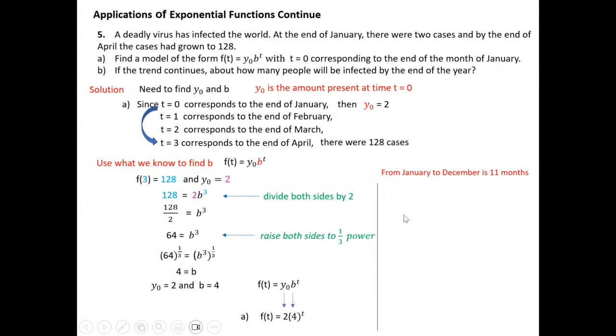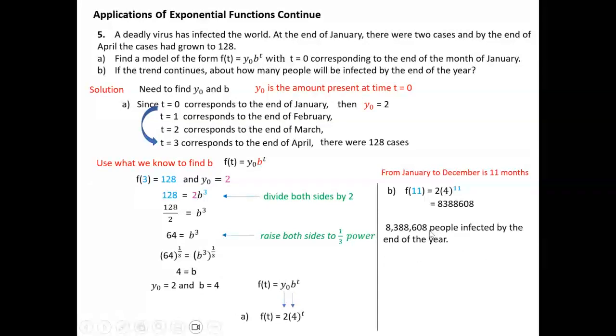from the end of January to the end of December is going to be 11 months. So for part b, we're going to evaluate f of 11, which means we're going to plug in 11 where the t was in the original function. And now we put it in the calculator. So this is the result that we should get. About 8,288,608 people will be infected by the end of the year.